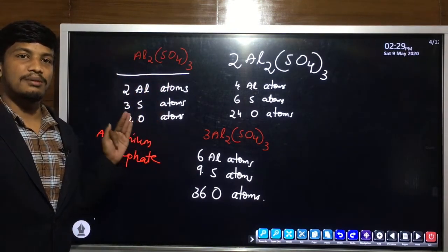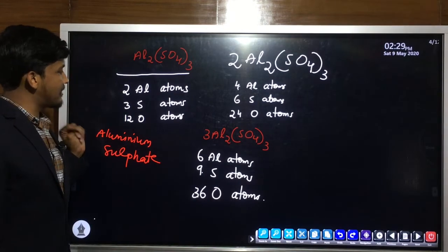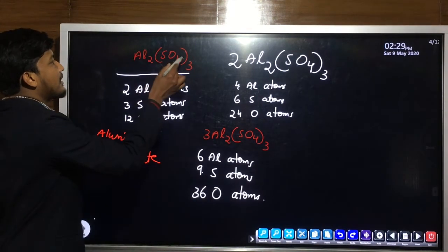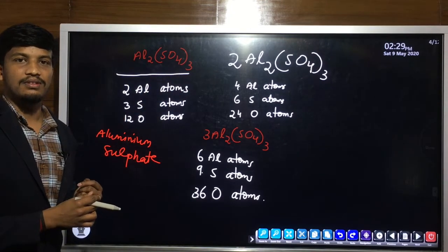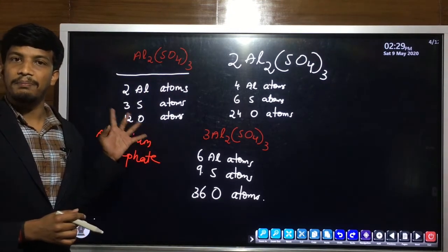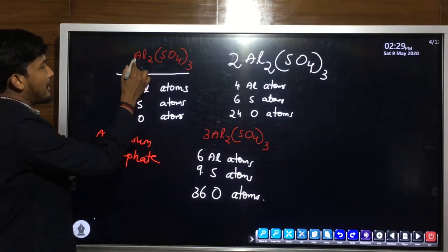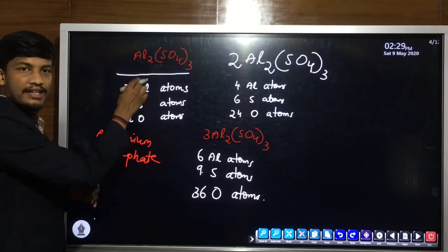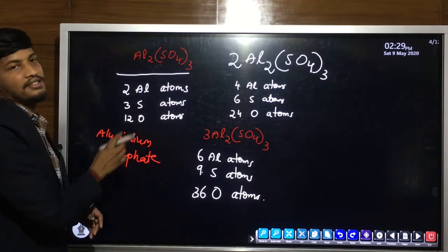Now we will count the number of atoms. The same procedure, but in this case the difference is that there are brackets and outside the bracket there is the number 3. So this is the difference from the previous examples. We will count Al2, subscript 2, that is the number of aluminum atoms, 2 Al atoms.